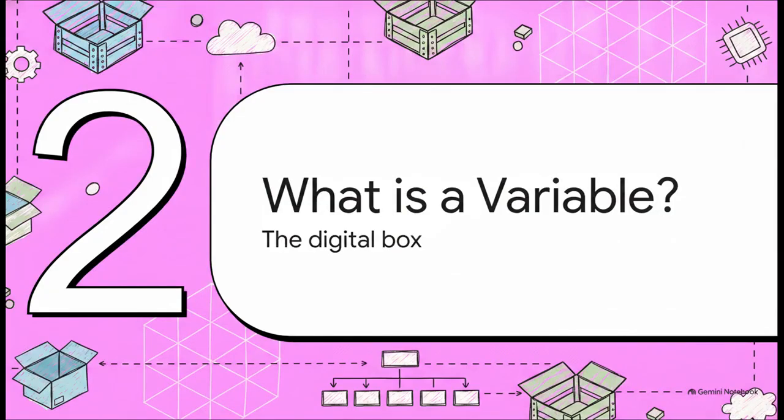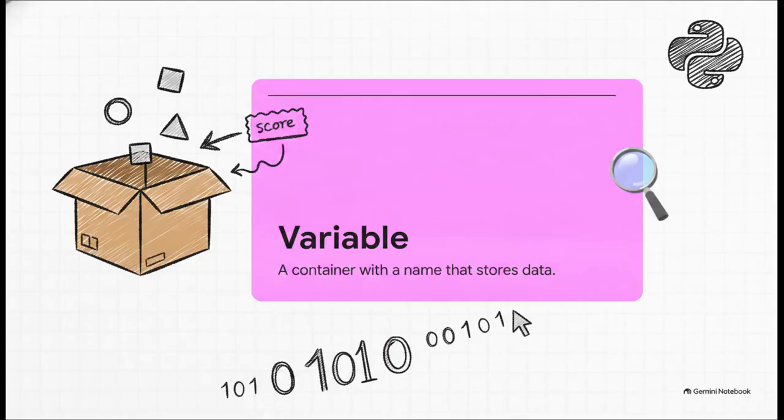Which brings us to section 2, what exactly is a variable? The digital box. Here's the core definition, and you'll definitely want to jot this down in your notes. A variable is simply a container with a name that stores data. Honestly, the easiest way to think about it is like a digital box. You slap a label on the outside of the box, and you put your changing information inside. That way, the computer knows exactly where to go looking when it needs to find or update that information later.